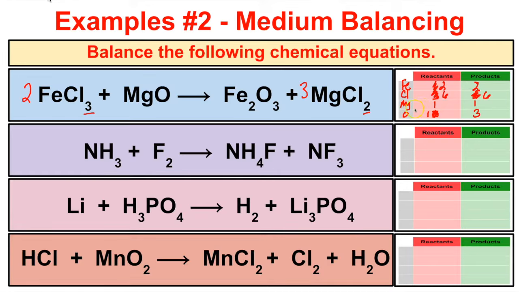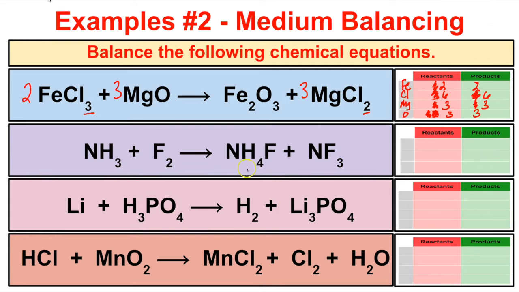Let's take a look at the magnesiums now. I have 3 magnesiums on the product side, and if I put a 3 right here, I'm going to have 3 magnesiums on the reactant side. Those are now balanced. And if we take a look, by putting a 3 right here, I now have 3 oxygens on the reactant side and 3 oxygens on the product side. So our chemical equation is now going to be balanced.